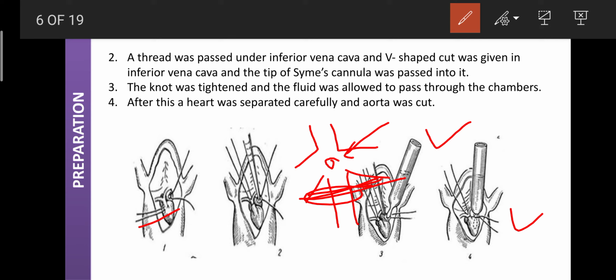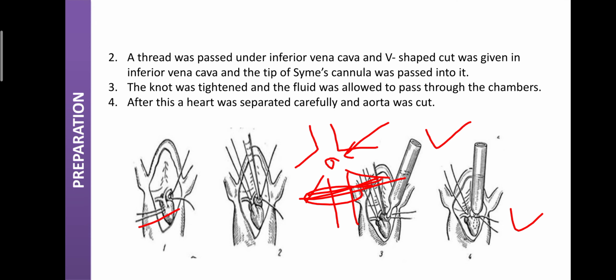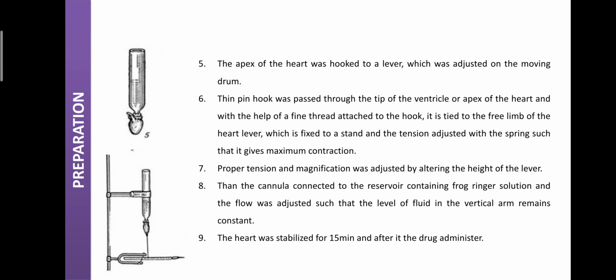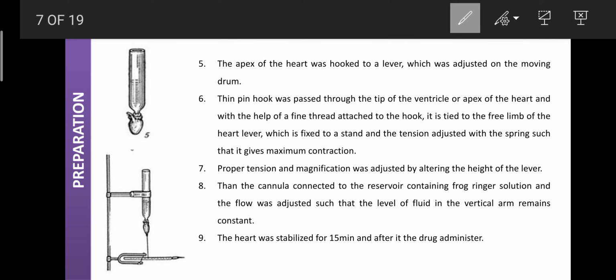Then the heart is completely removed or isolated from the frog. It is attached to the Symes cannula, which is required to supply the physiological salt solution and for administration of drugs. In figure 5 you can see how the heart is tied with the Symes cannula. Later, the apex of the heart, that is the bottom part of the heart, was hooked to a lever which was adjusted on the moving drum.